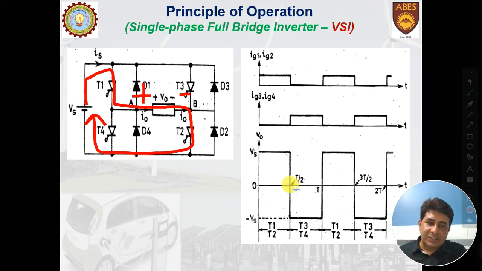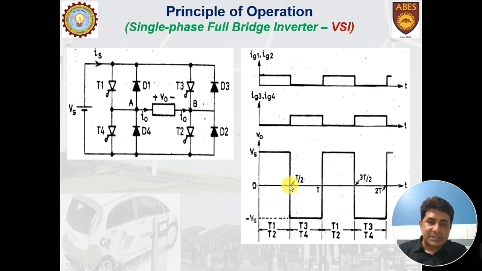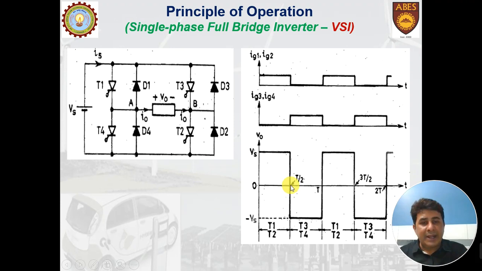Now at this point, we will forcefully commutate T1 and T2. This is the point where these two are commutated forcefully, and at the same time a pulse is given to T3 and T4. So this is the point, I repeat, where T1 and T2 are forcefully stopped and a pulse is given to T3 and T4.